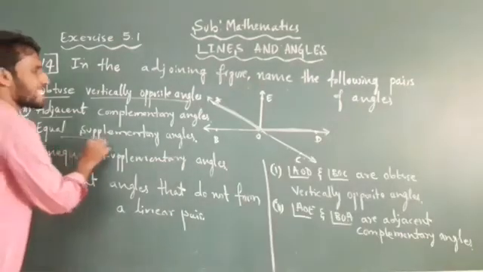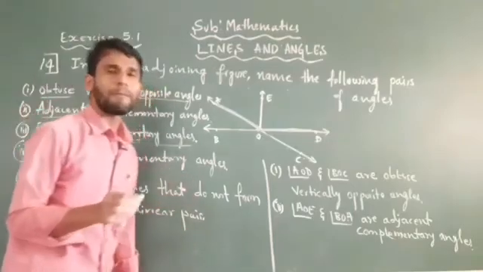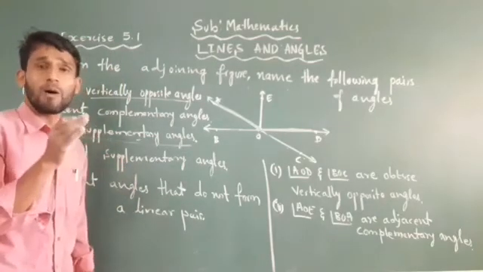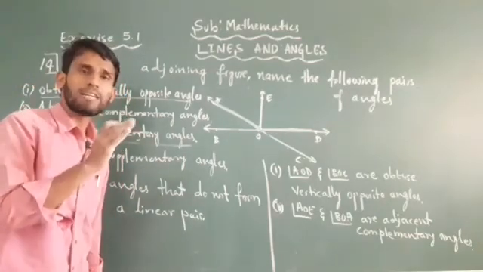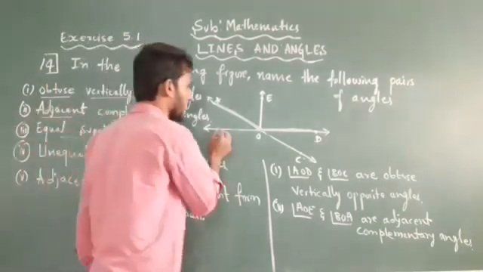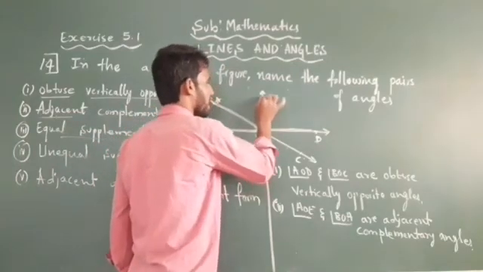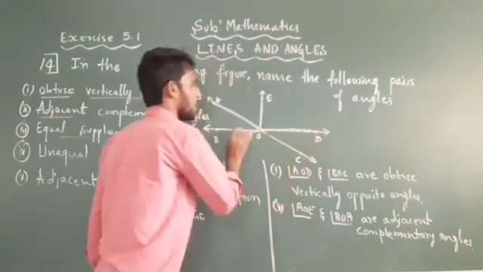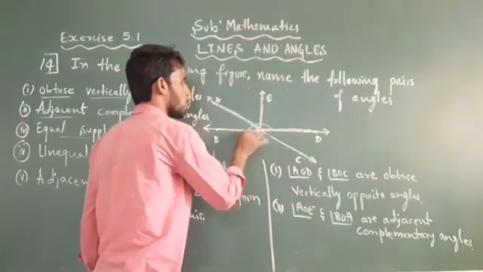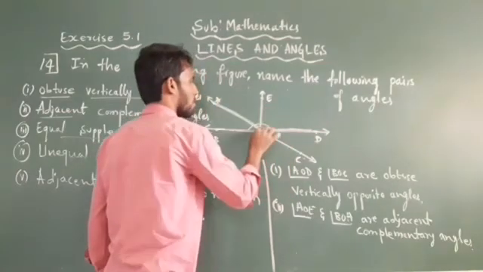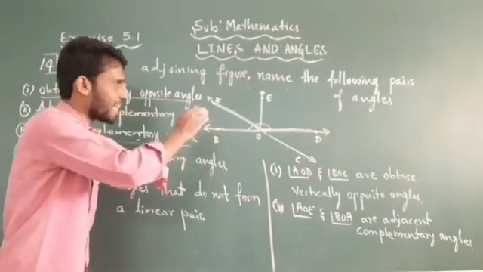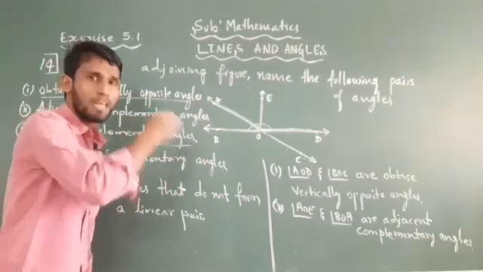Another one here. Equal supplementary angle. Supplementary angle means 180 degrees. Those angles should be equal. Supplementary means that is the 180 degrees and both are equal. Both are equal means 90 degrees plus 90 degrees is 180 degrees. That is what we call supplementary angle. Now here you see BOE and EOD. This is the supplementary angle because this is 180 degrees. These two angles are equal. This is 90 degrees, this is 90 degrees. When we add 90 degrees plus 90 degrees, we get 180 degrees. That is what you will call supplementary angle.